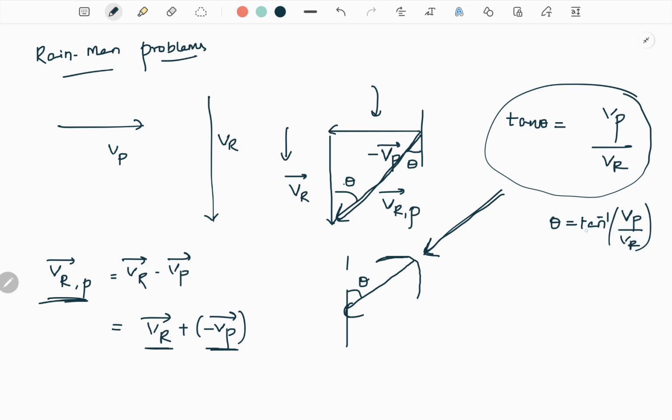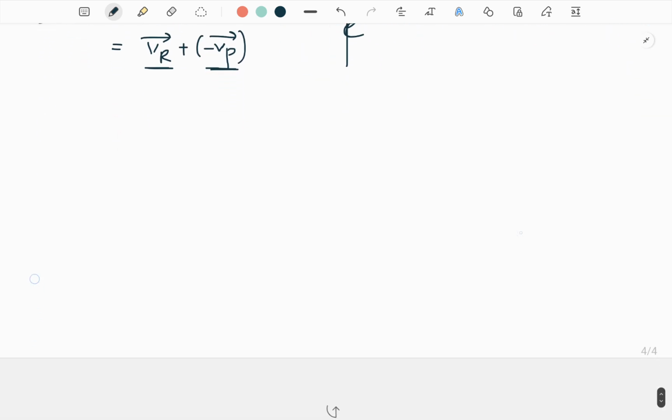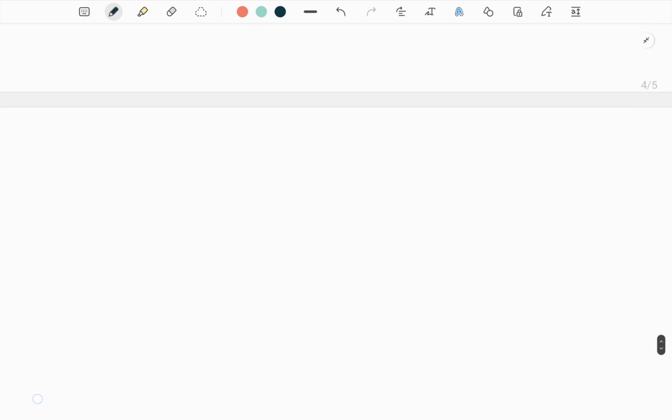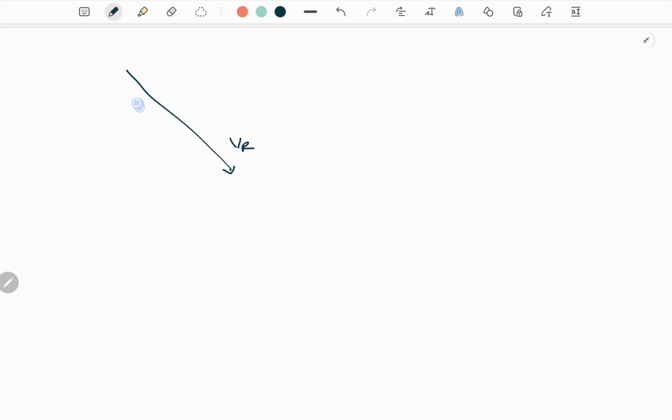Now let's discuss another scenario, another, simpler example related to this. Let's say it's actually raining at an angle theta with the vertical. Now the question is something like this. What should be the direction and magnitude of velocity? I will write the question here.